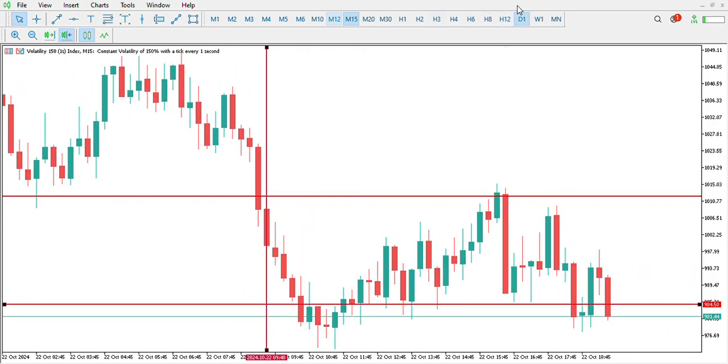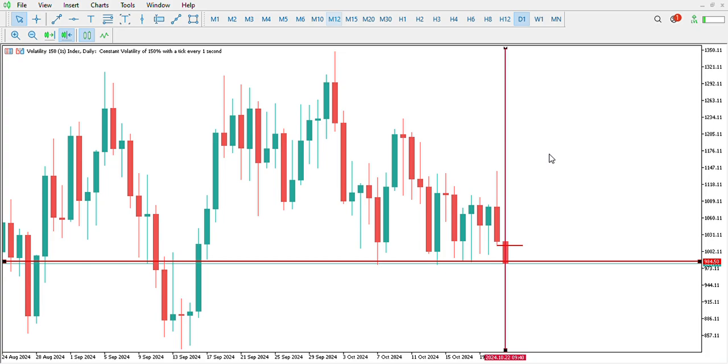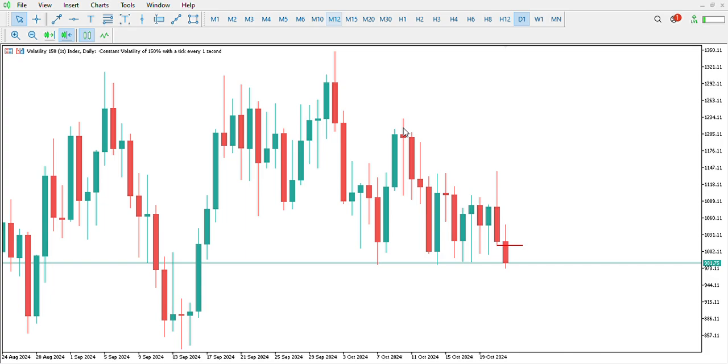It was 150. Volatility 150. So the same way I'm using in a simple way, I'm going to the daily time frame. At the daily time frame, I'm looking for a simple concern.